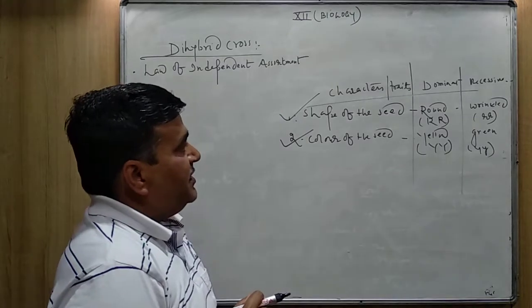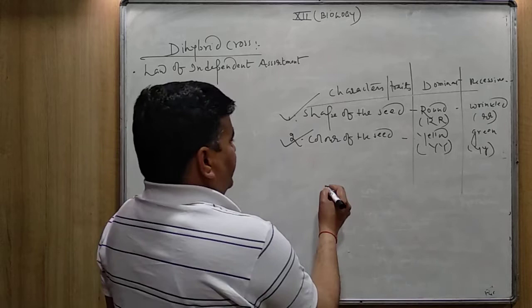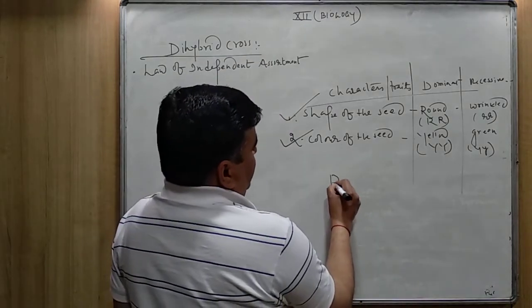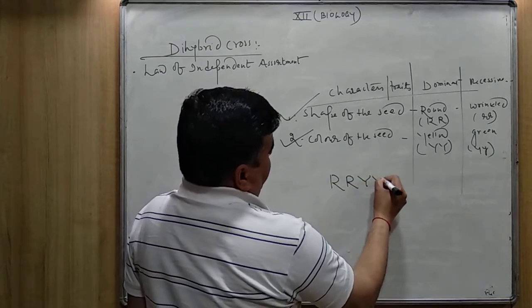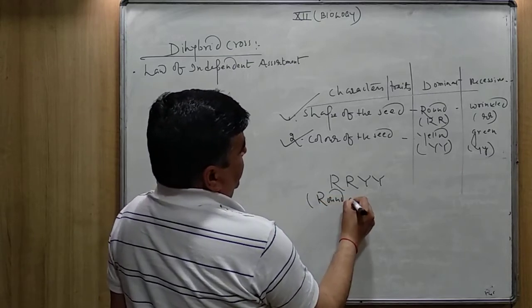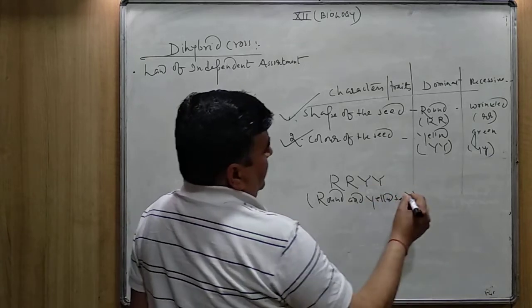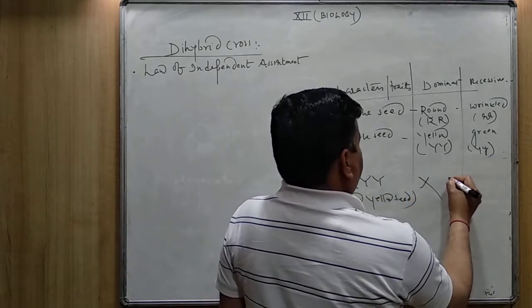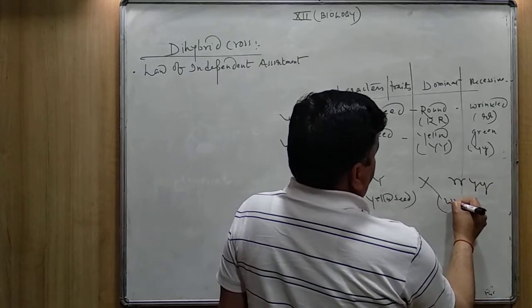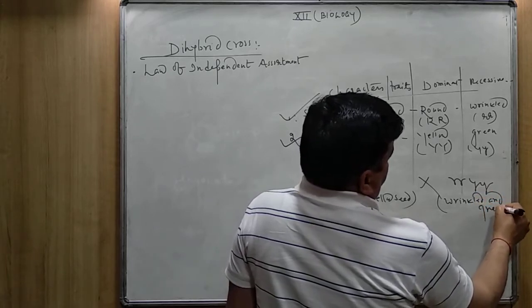Mendel made a cross between two plants. One plant has RRYY, round and yellow seed, and the other plant has small rryy, wrinkled and green seed.